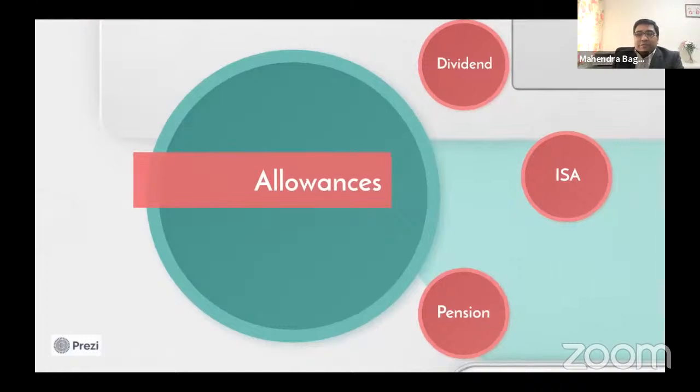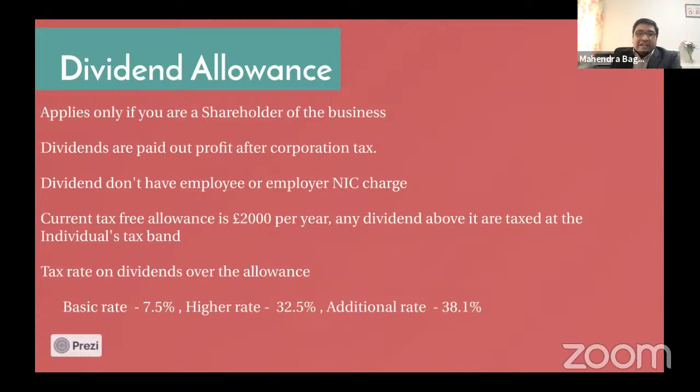Allowances. So I'm briefly going to touch on the points of dividend, ISA, and the pension allowances. Coming to dividend, again, this applies if you are a shareholder of the business. As we all know, dividends are paid out of the profit after paying the tax. Dividends don't have the NIC charge, as I mentioned earlier, for employee, but employer, sorry, dividends don't have an employee or employer NIC charge because it's already paid out of that. The current tax-free allowance is £2,000, and of course there is a separate calculation to do, but it is in a way effectively tax-free.